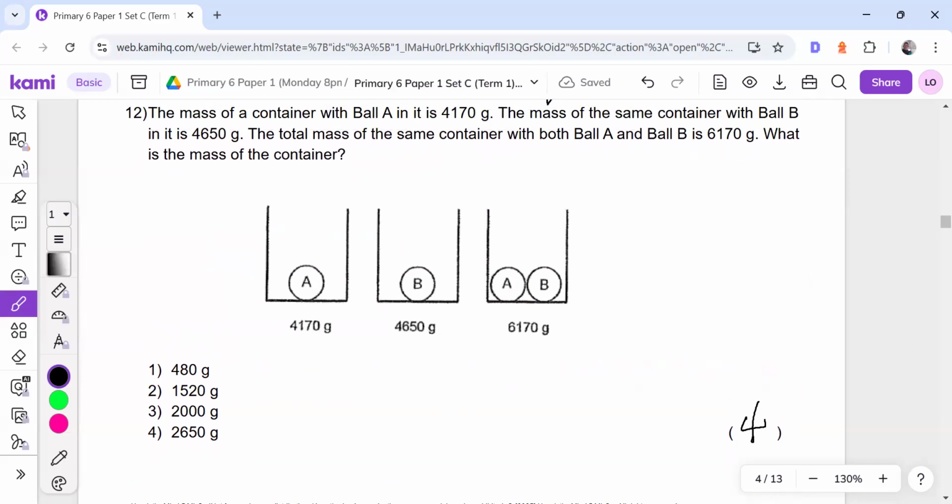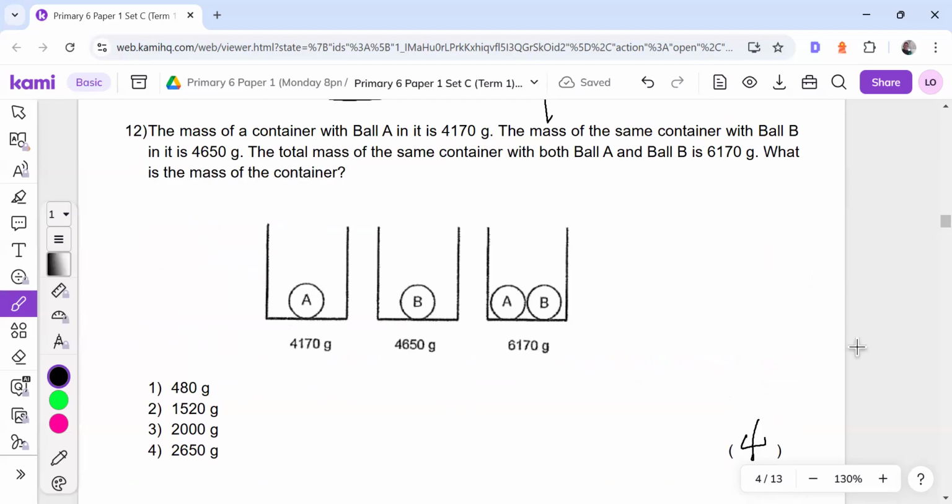Okay, now, do you realize that this question you have seen before, but you may not know how to do? But it's actually quite simple. Container with ball A is 4170 grams. All you have to do is write out the equation. Break down the problem like this. Can you see that? Container with ball A is equal to 4170 grams.